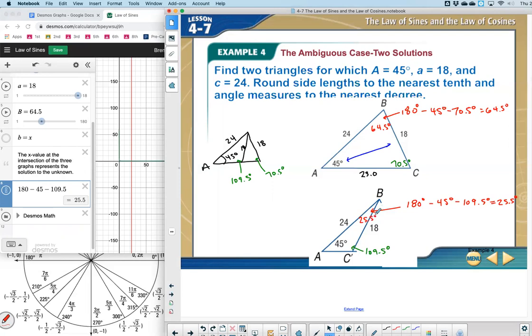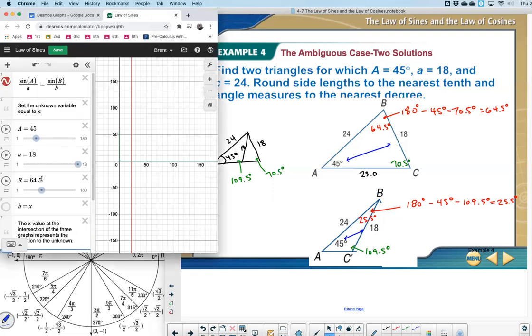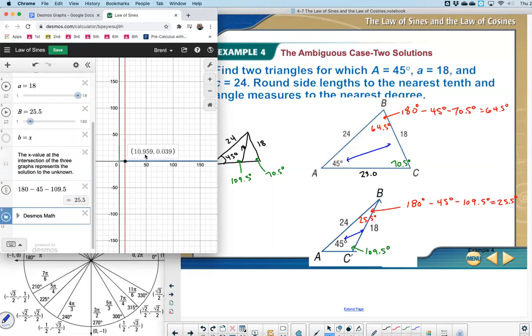$25.5. So that would go there. Now to finish off this problem, again, we still have this completed set that we've had the whole time. I would then change my angle B to be 25.5. So I'll come over here, I type in 25.5, and we get our final solution. When I round that, that's going to round to 11.0.